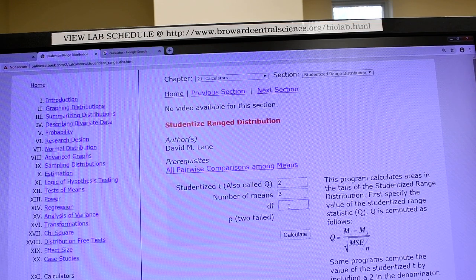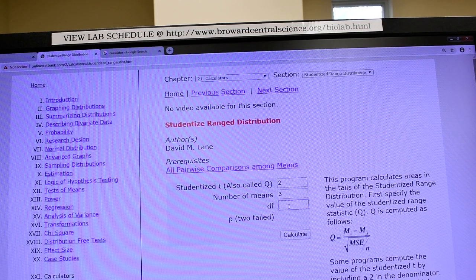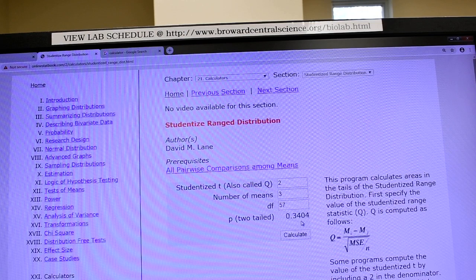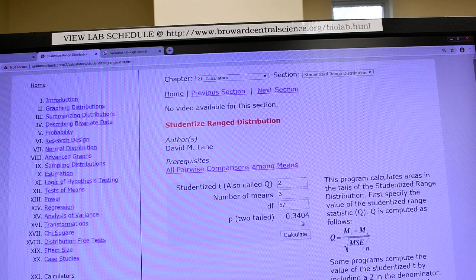Okay, so degrees of freedom. Now remember, we take all of the plants in all 3 groups. Remember there's like 60 plants total, and we subtract the number of groups. There are 3 groups total, so this should be 57. All right, enter 57. Hit calculate. Okay, there's the probability. So we compare that to 0.05. Since it's greater than 0.05, we are going to fail to reject the null hypothesis. So this is a non-significant result.